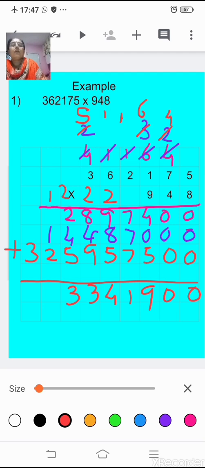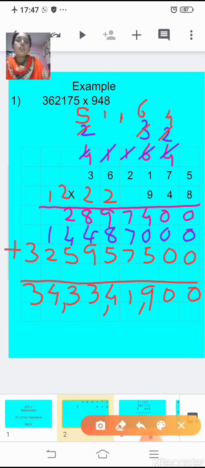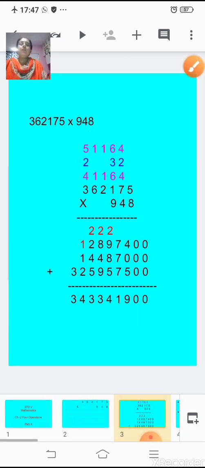1, 2, 4. 2 plus 1 is 3. 3 plus 1 is 4. And 3. So place the commas: 34 crore 33 lakh 41,900. So you can just check your answer from the next slide after you are finished with your multiplication sum.